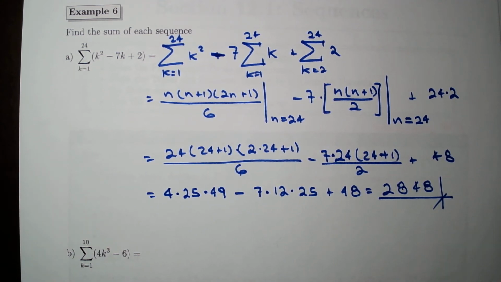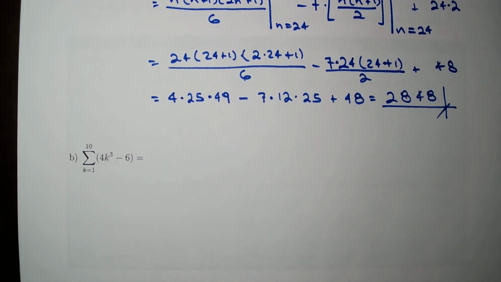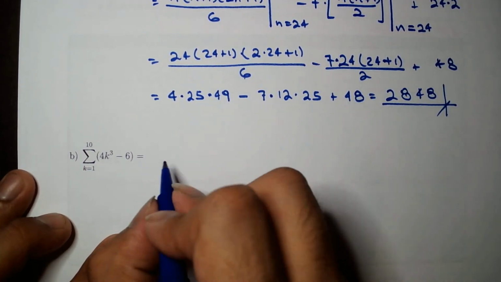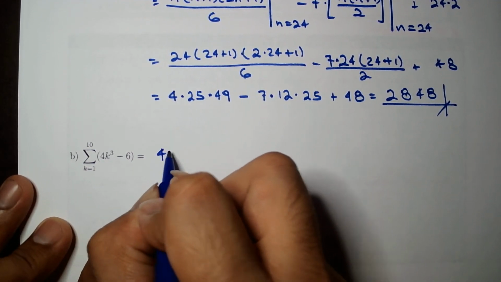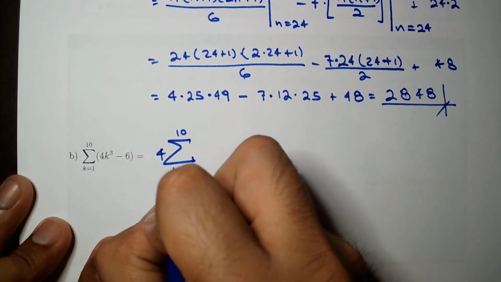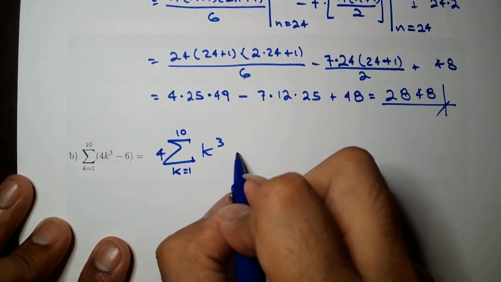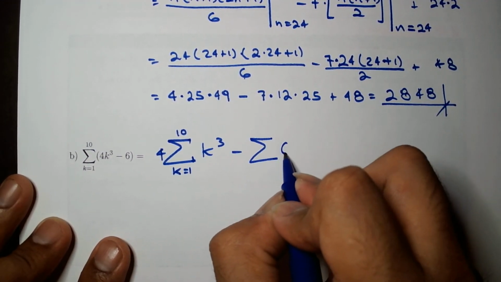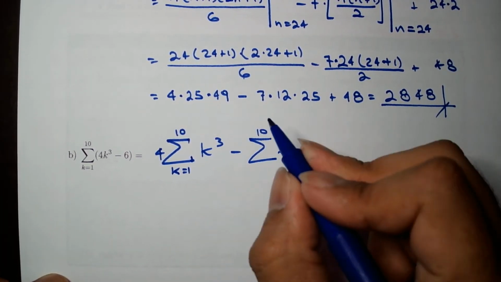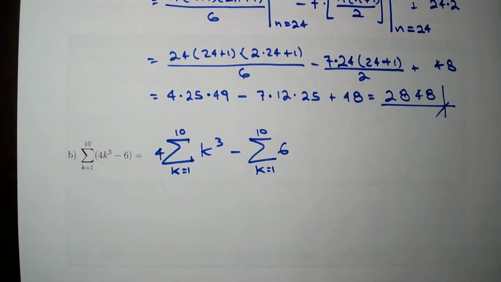Alright, so let's have a look at letter B. It's going to be a little bit similar to the one before, but what's new is that we're going to use the sum of the perfect cubes. I'm going to write this 4 as the coefficient in front of the sigma symbol, from k equals 1 to 10, k cubed. And then minus 6, also from 1 to 10.